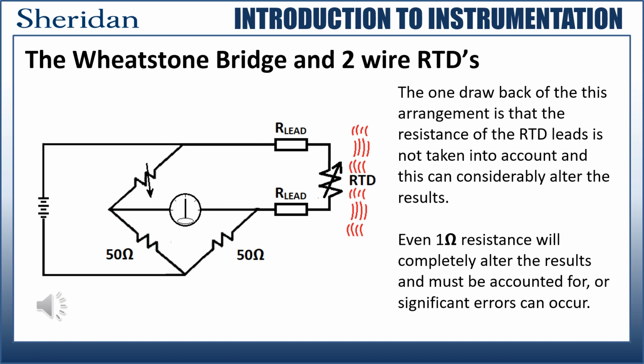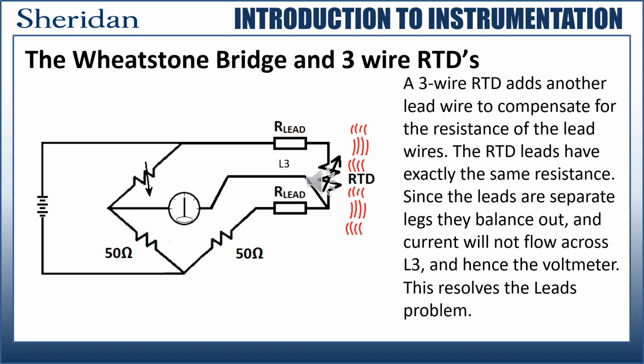The method used so far has been with the two-wire RTD. The one drawback with this arrangement is that the resistance of the RTD leads is not taken into account, and this can considerably alter the results. Even 1 ohm of resistance will completely alter the results and must be accounted for, or significant errors can occur.